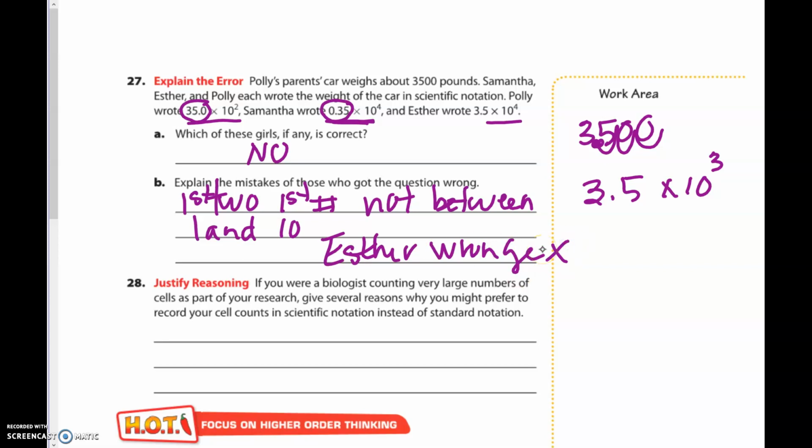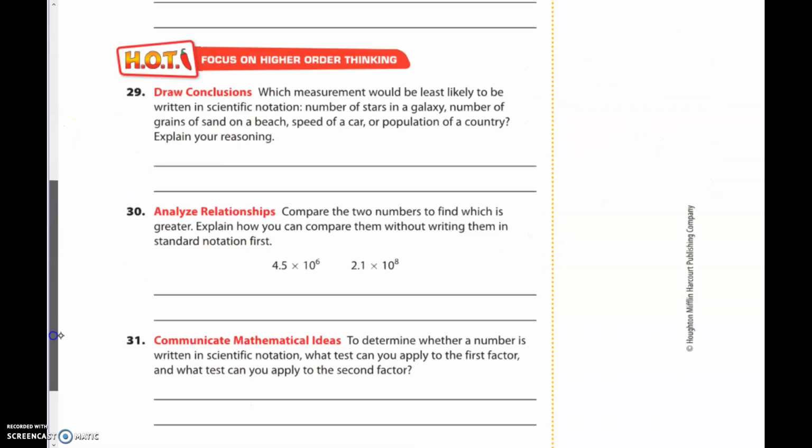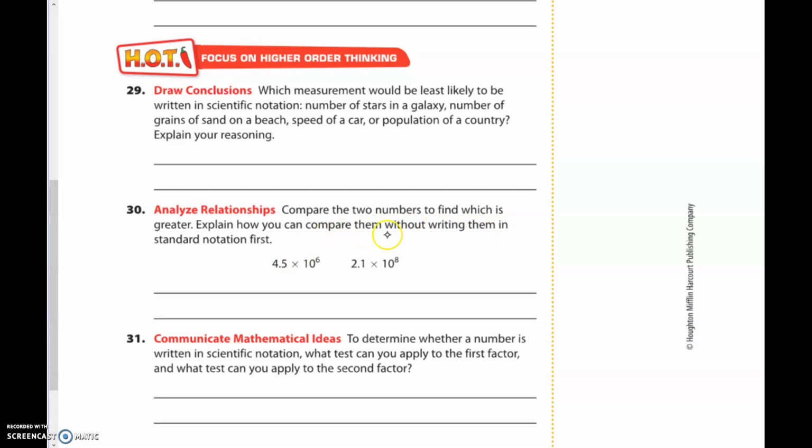All right, moving on. I think we had one left after this. So let's see. All right, compare the 2 numbers, which is greater? Well, let's see. Exponents. Which one's bigger? This is 2 place values bigger, so this is going to be your bigger number.